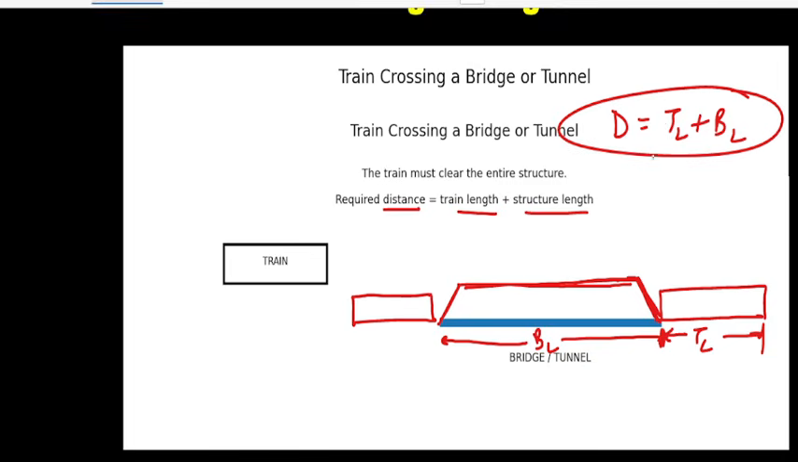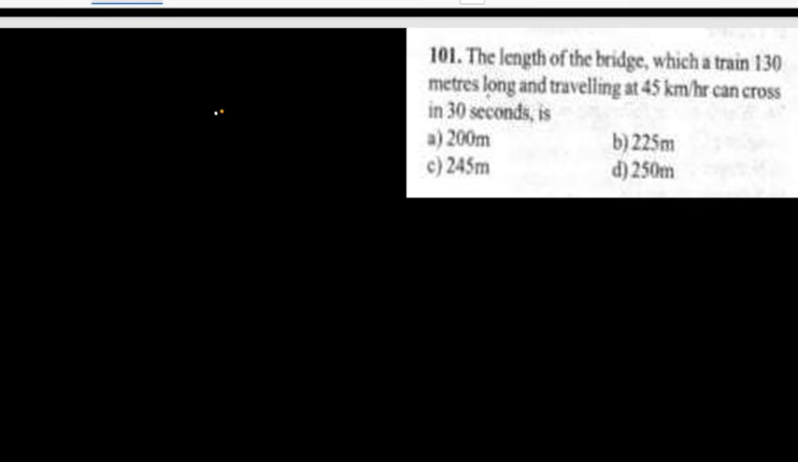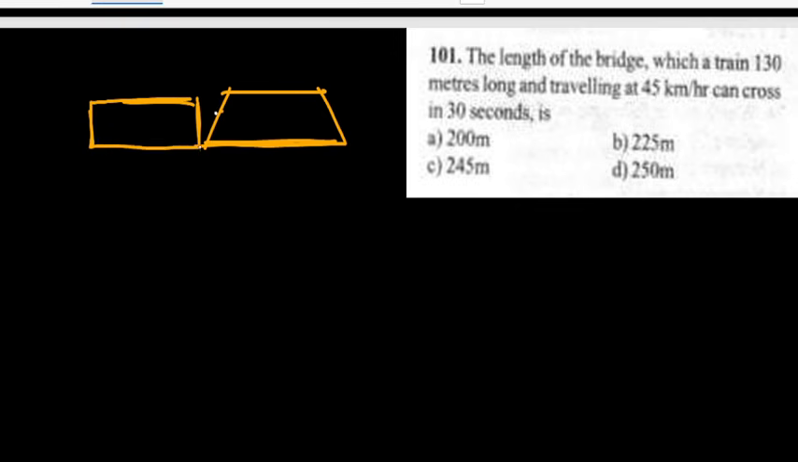Now, as we have learned this concept, let's utilize it in a question given in your previous year paper, LDA. See, this is the question. They have given the length of a bridge which a train 130 meters long crosses. So we have a bridge, and who is crossing this bridge? A train. And what is the length of the train? The length of the train is 130 meters. A 130-meter long train is crossing this particular bridge.